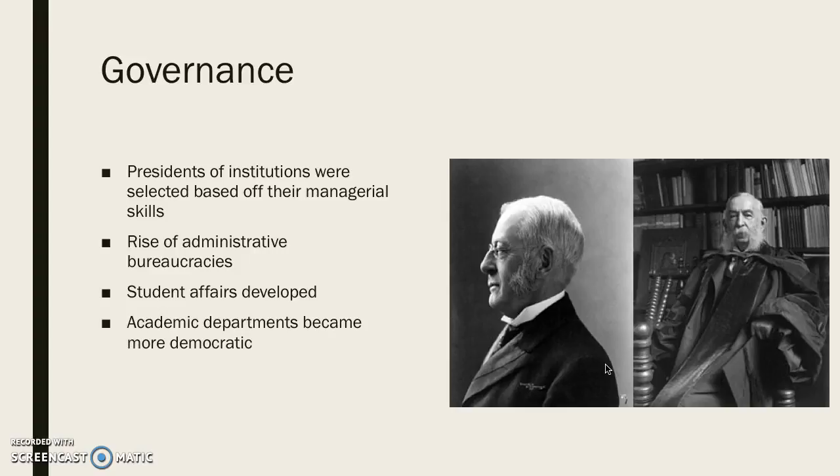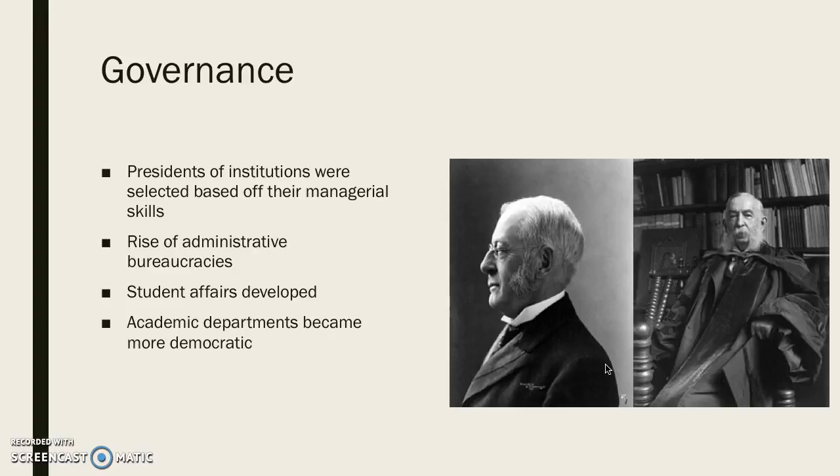We see a rise of administrative bureaucracies, and new departments were created to support the office of the president, with deans over academic departments. Academic departments were more democratic, where they had equal voting rights and there was a rotation in department heads. Academic senates were formed, which allowed faculty to have more influence within the institution.